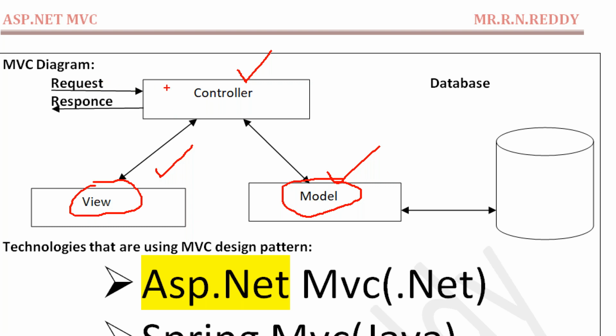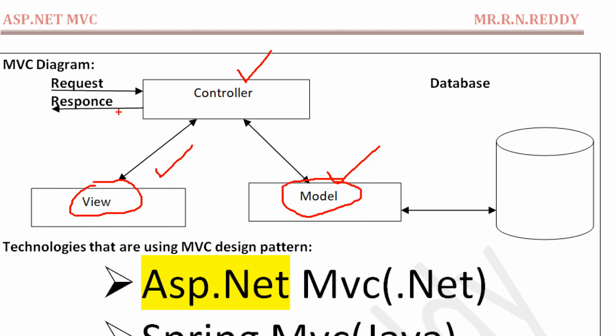Request will come to the controller. Controller will process the request. Based on the request, it will forward to either view or model. And again, view will respond to controller. Controller will give the output to the browser. Otherwise, if the request requires database access, then controller will forward the request to model. Model will communicate with the database, get the output, and give it to the controller. Again, controller will give it to the view. Again, view will generate the output and give it to the controller, and controller will give it to the browser.